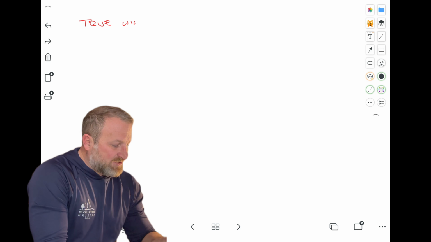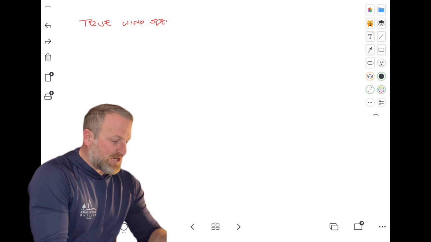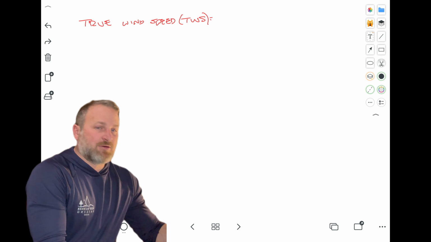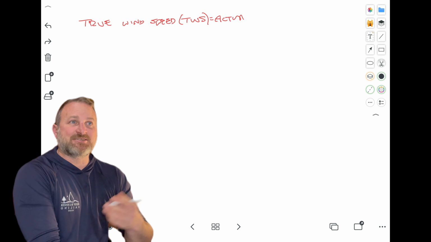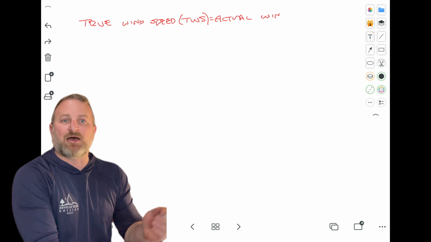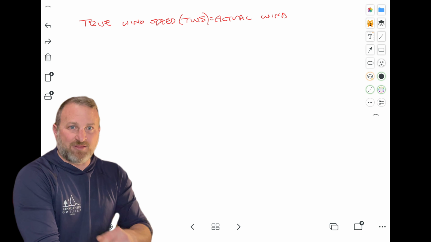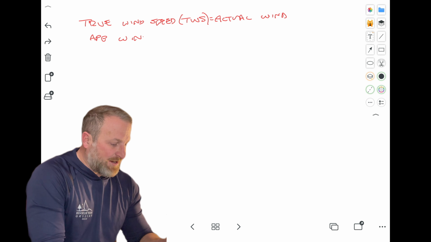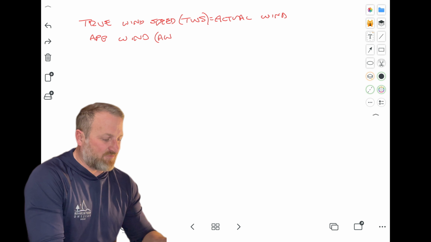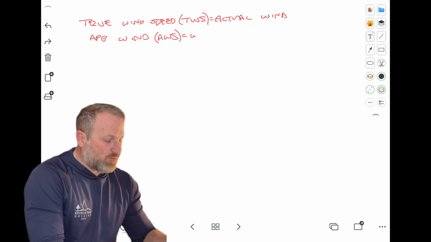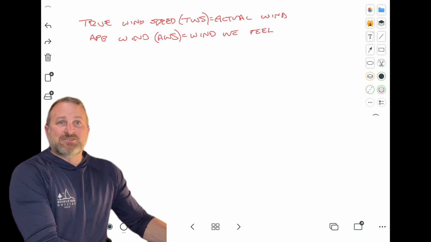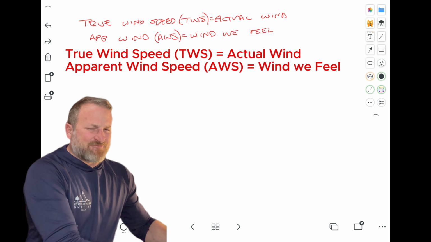True wind speed is the actual wind. By actual wind, I just mean when you check your forecast and it says that the wind's going to be blowing out of the south at 10 knots, that's your true wind. That's the actual wind that is blowing at the time. Compared to our apparent wind speed, and I'm just going to abbreviate that AWS, which is the wind we feel.